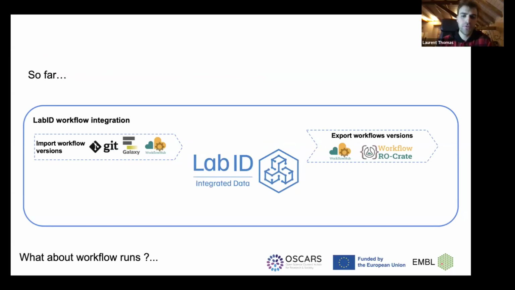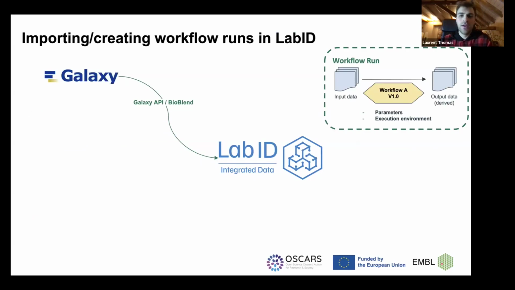Okay, so far this is the picture. I've shown how we can import and export workflow versions in LabID using different modalities, either with an API or leveraging the Workflow Hub specification. Now, what about workflow runs? Here we have a similar user experience: if you run some workflow in Galaxy, we also leverage their API to directly import the Galaxy invocation into our system, which then makes it easy again to connect it to the rest of the provenance available in LabID.